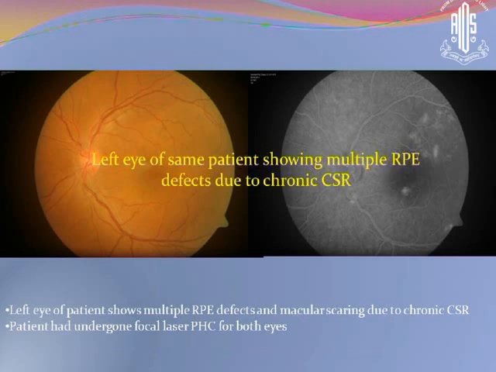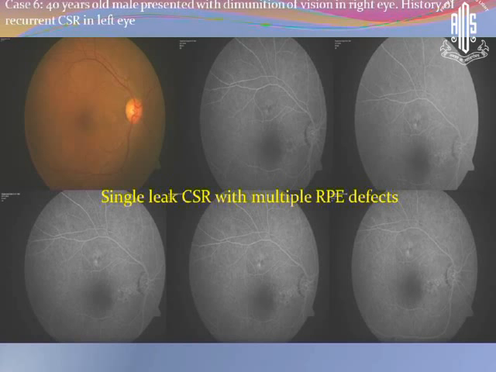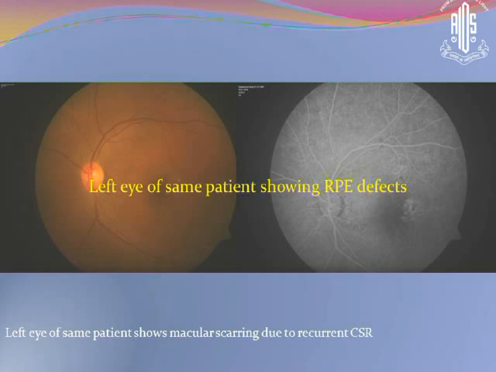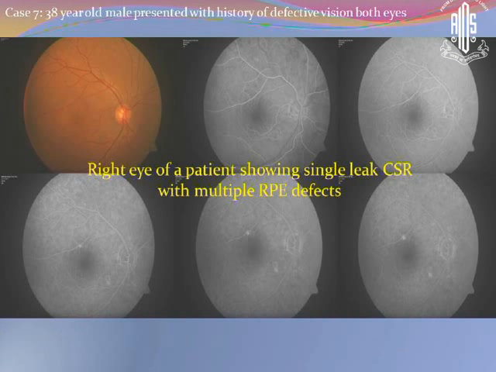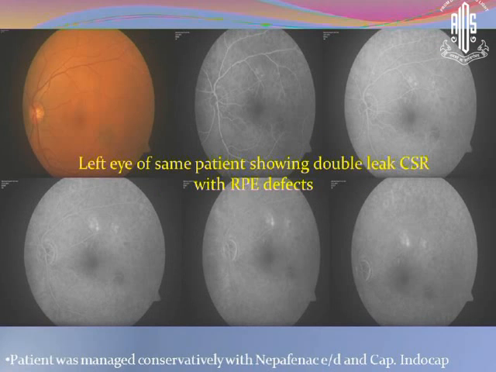This patient underwent focal laser for both eyes. Another patient with multiple RPE defects. There was a history of recurrent CSR in the left eye, and RPE defects in the other eye as well. Another patient with single leak CSR and multiple RPE defects. This leak increases in the late frames. I think CSCR is one of the indications where FFA is very, very important. The left eye of the same patient shows double leak CSR and RPE defects.